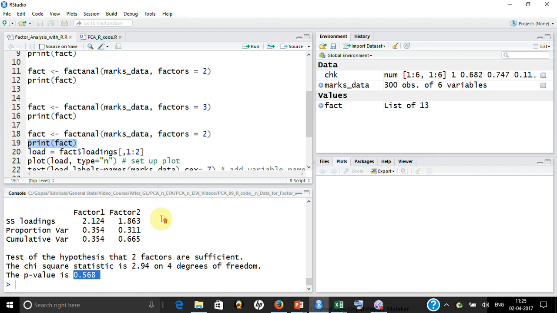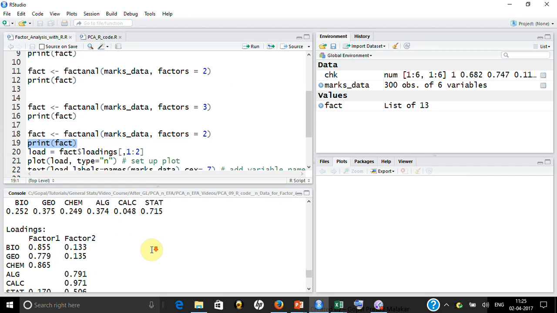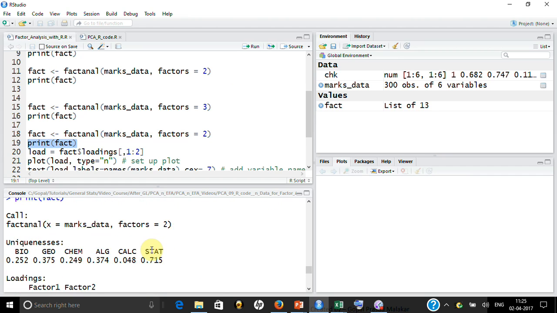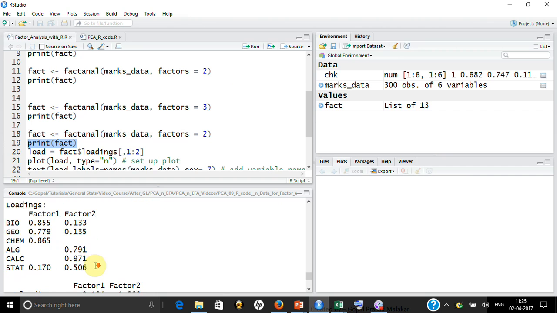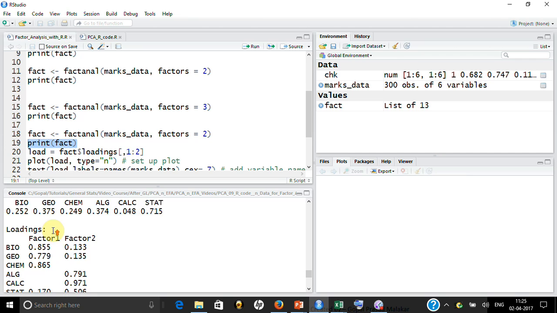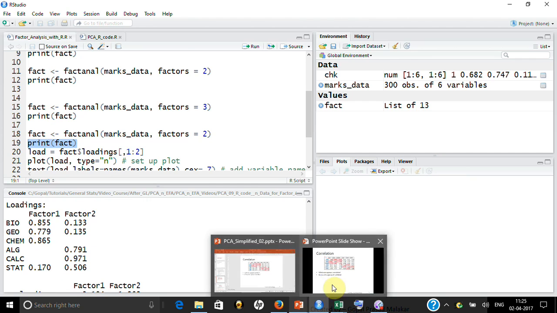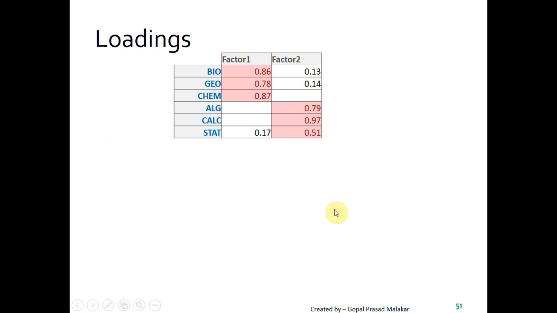Now we'll go through each and every part of the output. But first let's go to this portion, and then I am going to explain this uniqueness. The first portion is actually uniqueness, but I am going to first explain this portion. So let's take a look. What is this portion? This is how the loading of the factors has come up.